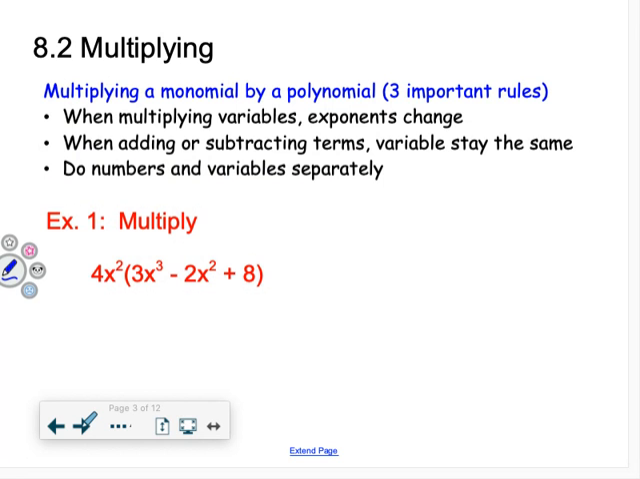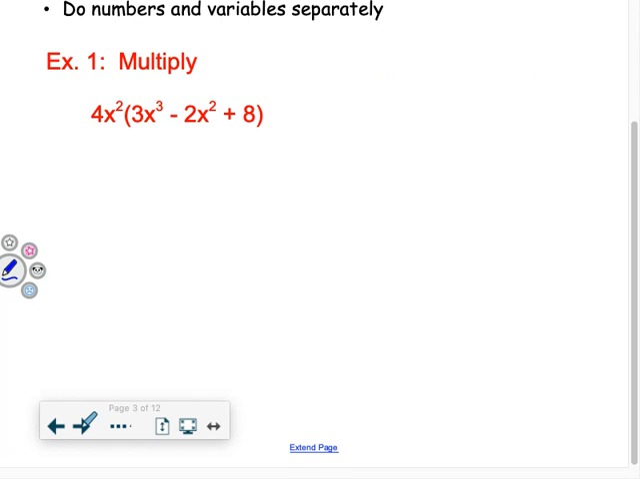So getting started here. 8.2, multiplying a monomial by a polynomial, right? Some new vocab terms from last section there. When multiplying variables, exponents change, so that's a key thing to remember. Adding or subtracting terms, variables stay the same. Do numbers and variables separately. So those are some good steps to write down as we do this problem here.